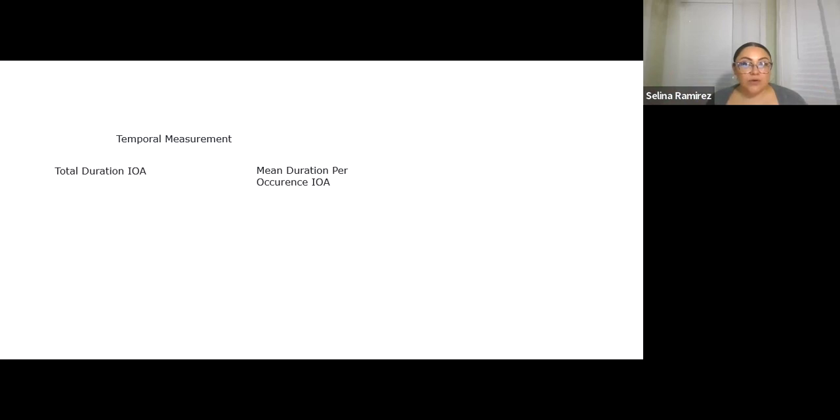So that will be your total duration IOA. And then mean duration per occurrence. So when we talk about per occurrence, they want to know each instance. So that would be the difference between those two.